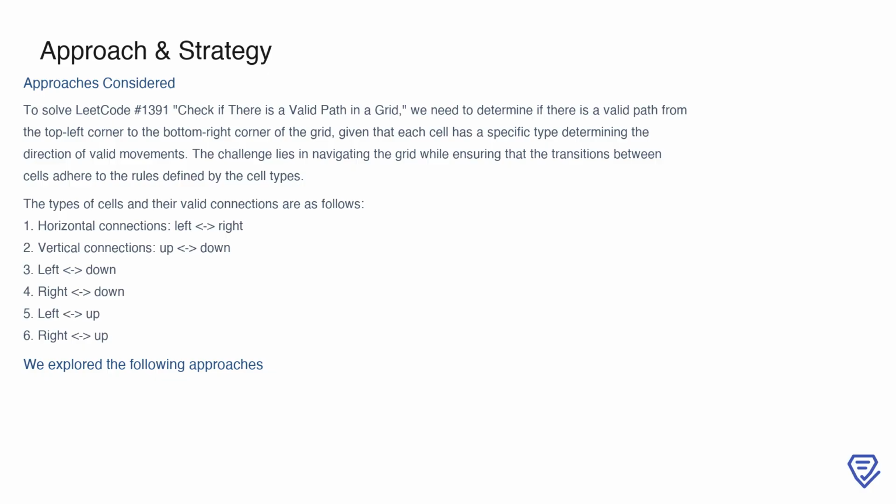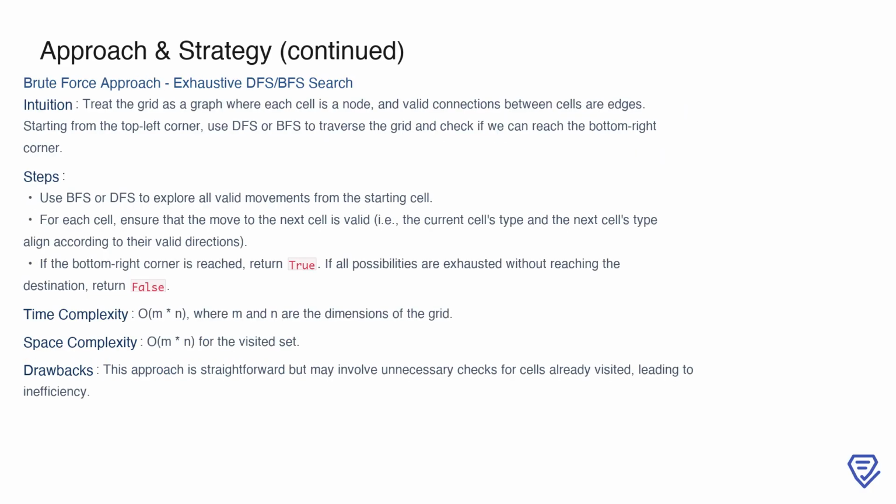To tackle this, we explored various approaches, each with its own strengths and trade-offs, which we will now discuss. The first approach we considered is a brute force method using either depth-first search, DFS, or breadth-first search, BFS. In this approach, we treat the grid as a graph where each cell is a node, and valid connections between cells act as edges. Starting from the top left corner, we explore all possible paths to determine if there's a way to reach the bottom right corner.